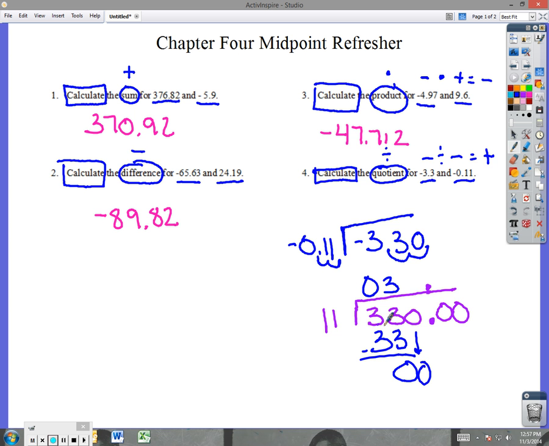Well, there's nothing left over, but I must put a number here to hold that place value in the ones place, because here's the decimal point. We must have something here. We can't just say 3 tens. I must have 3 tens and 0 ones. So the correct answer here would be 30. That'd be the correct answer. And it's positive because a negative divided by a negative is a positive.